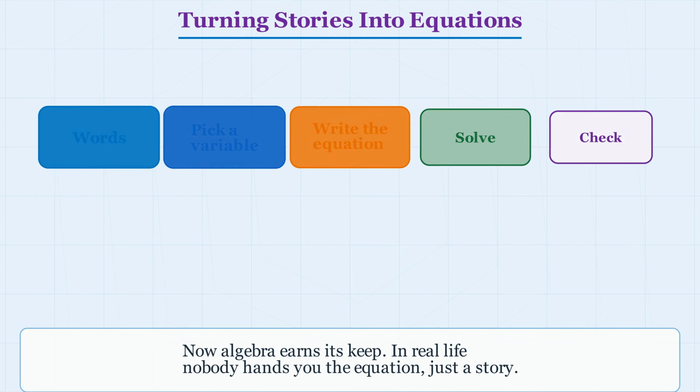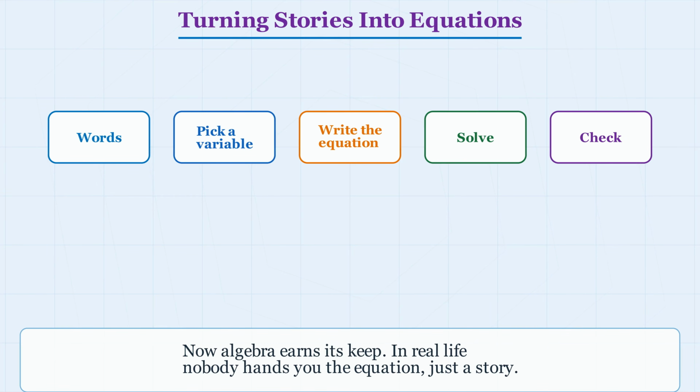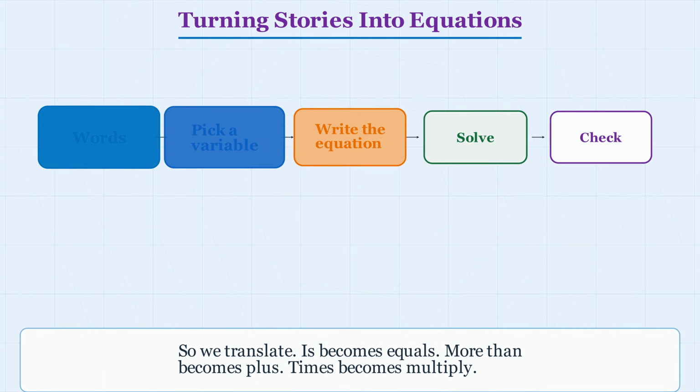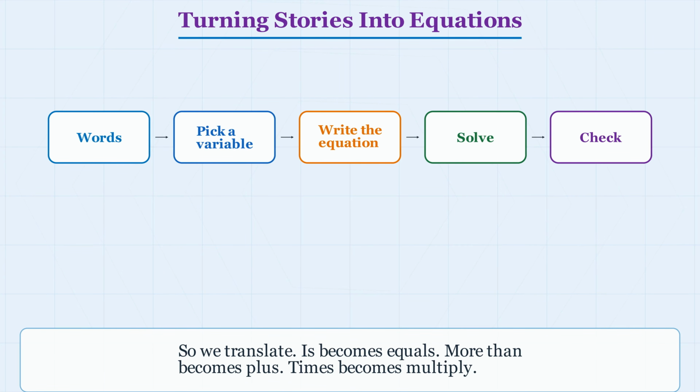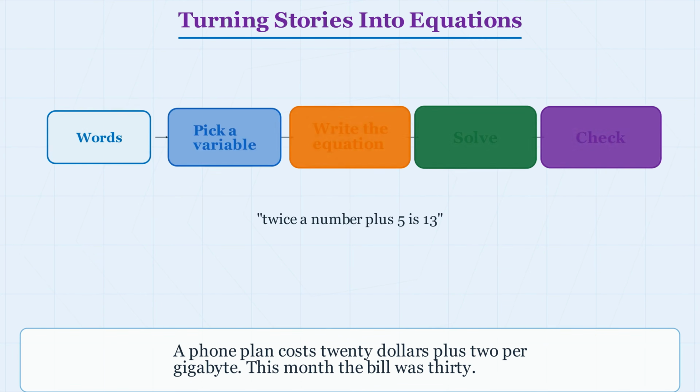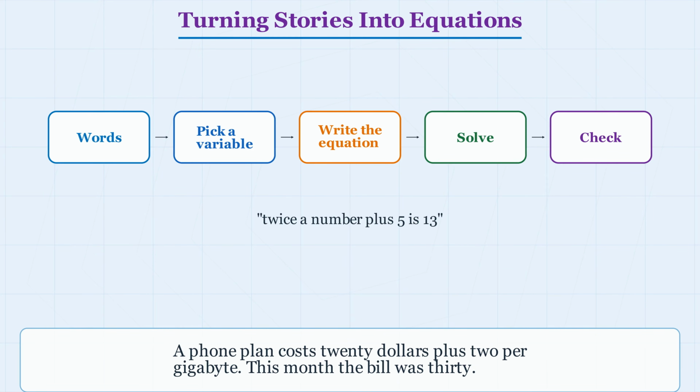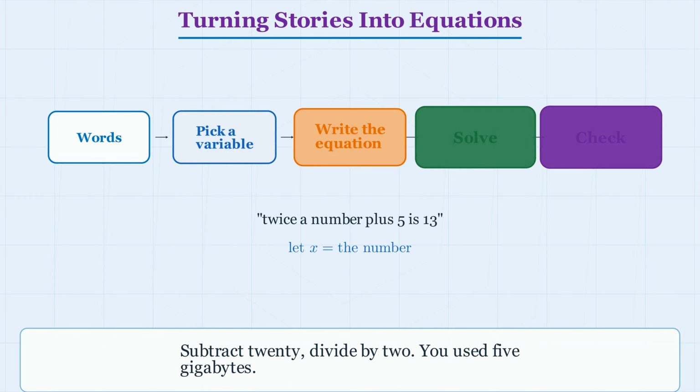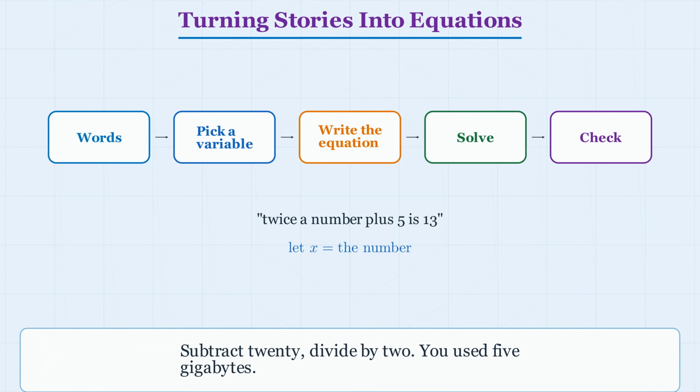Now algebra earns its keep. In real life, nobody hands you the equation, just a story. So we translate: is becomes equals, more than becomes plus, times becomes multiply. A phone plan costs $20 plus $2 per gigabyte. This month the bill was $30. Subtract 20, divide by 2, you used 5 gigabytes.